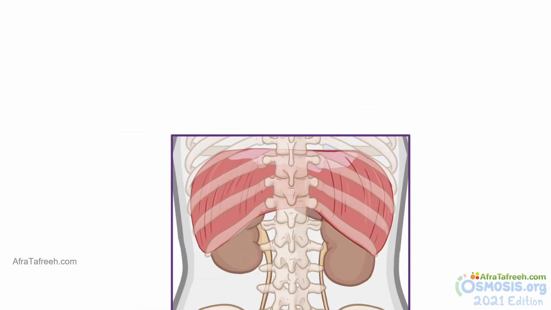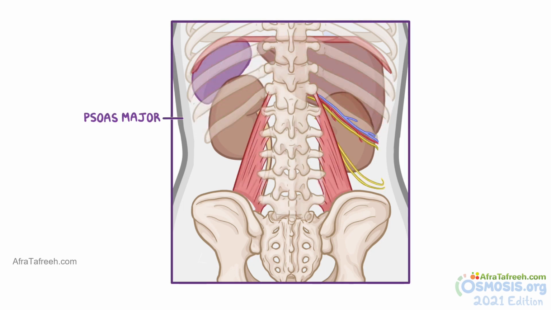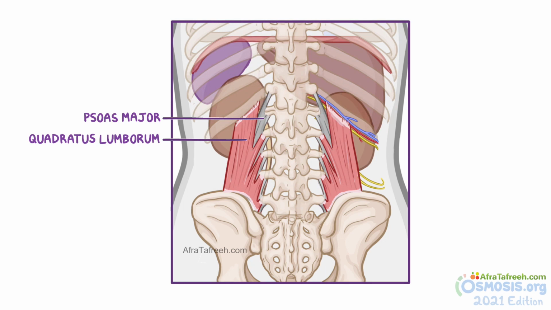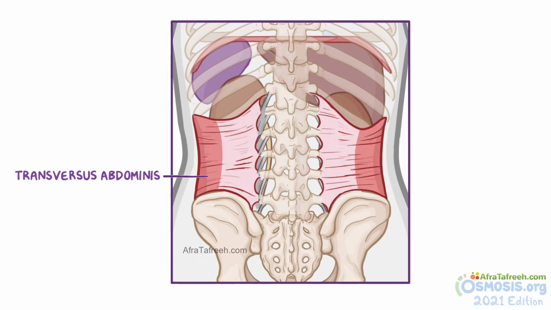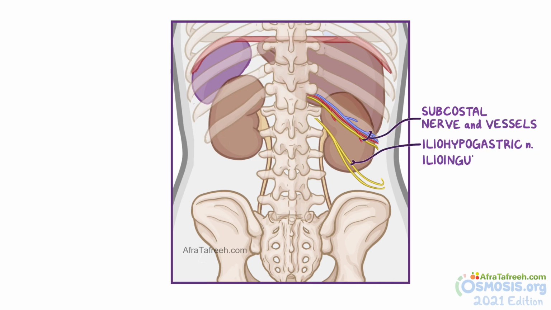Posteriorly, both kidneys are associated with the diaphragm, the psoas major, quadratus lumborum, and transversus abdominis muscles, as well as the subcostal nerve and vessels, and the iliohypogastric and ilioinguinal nerves. The left kidney is also posteriorly associated with the 11th and 12th ribs, while the right is mainly associated with the 12th rib.